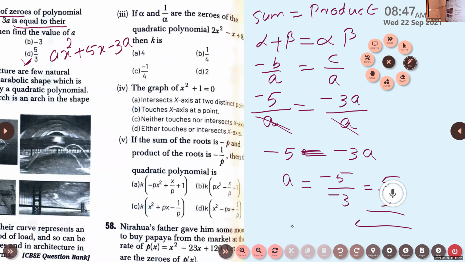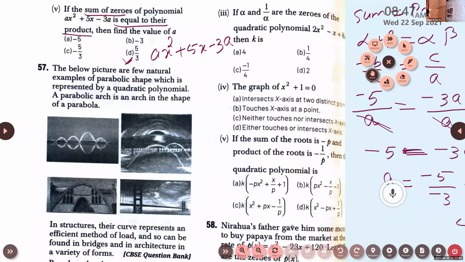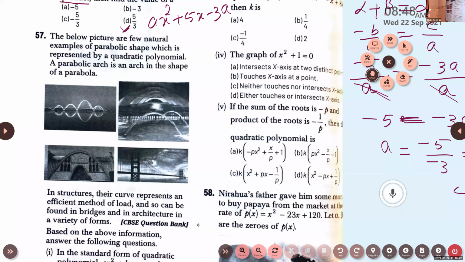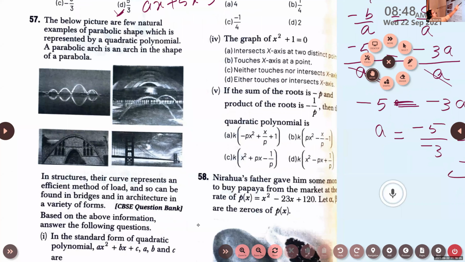The below pictures are a few natural examples of parabolic shape, which is represented by a quadratic polynomial. See, here you can see many examples of parabolic shapes. Some fountains. This bridge, which bridge is it? Is it London Bridge? Not London Bridge. Anyway, here we can see some parabolic shapes. See, all these are parabolas.